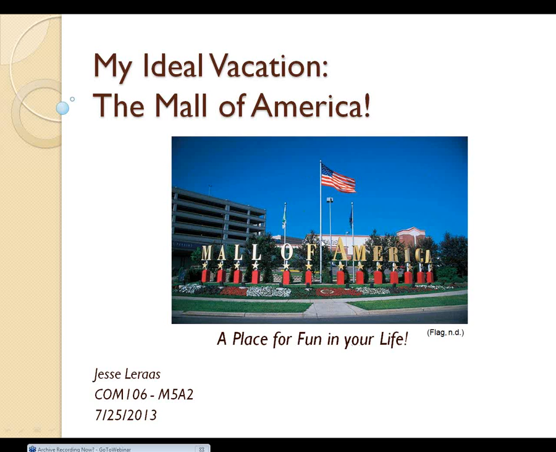So I have a picture from the Mall of America here, which was an image that I got from the Mall of America website. What I did was I added my parenthetical reference here, which is a term that I came up with. It didn't come with an actual name or anyone that actually took the picture, so I don't know who took this picture. So I call it flag, and then no date because I don't have a date.